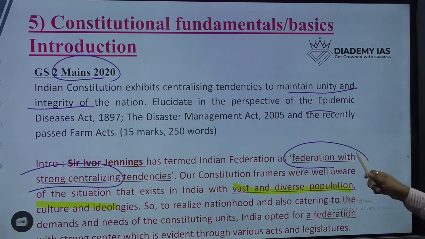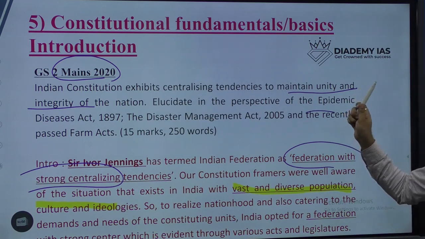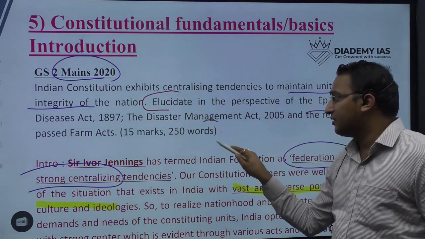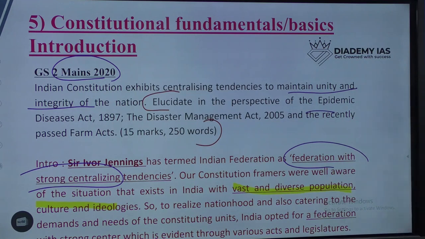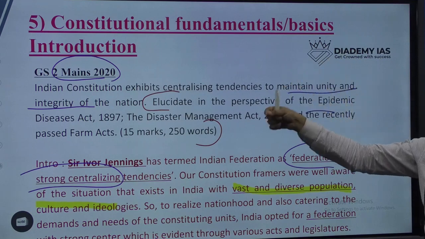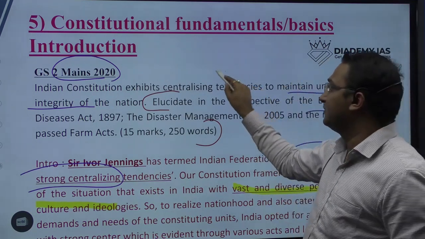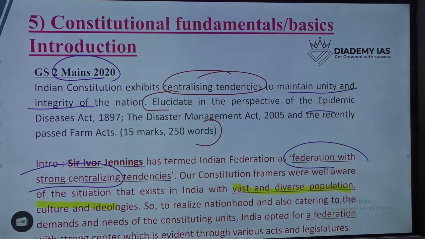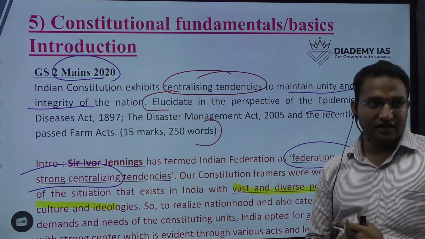So the question is about federalism, right? And the recent issues which are faced in the center-state relations, okay? So here also you can give the basic fundamental: why we needed federalism, why we needed the centralizing tendency. Federalism was needed because we have a vast and diverse population, right? And the centralizing tendency is needed to maintain the unity, to maintain the integrity.